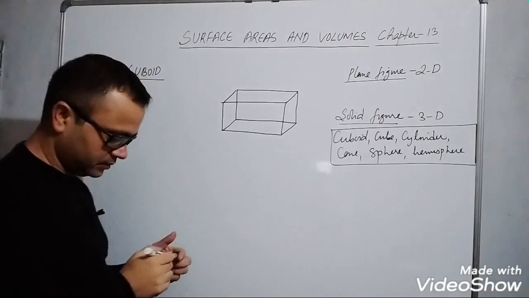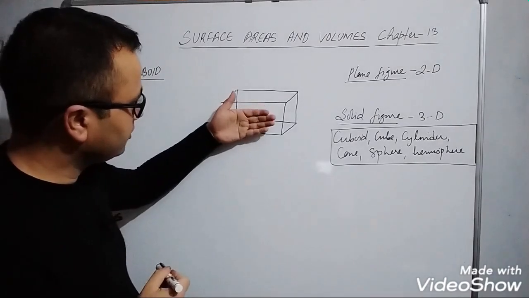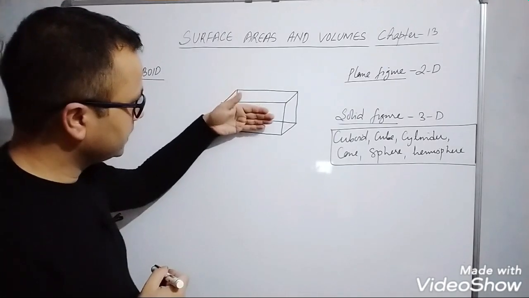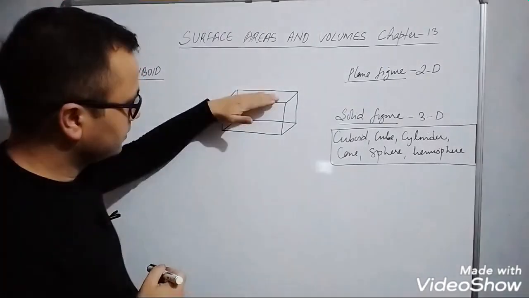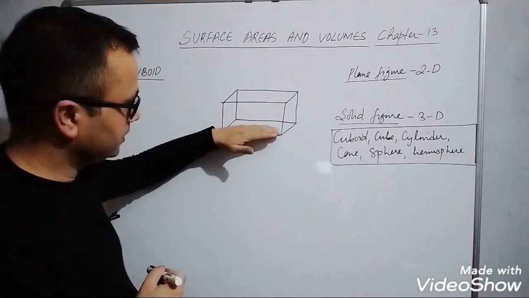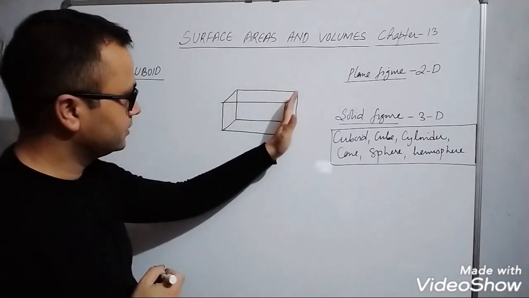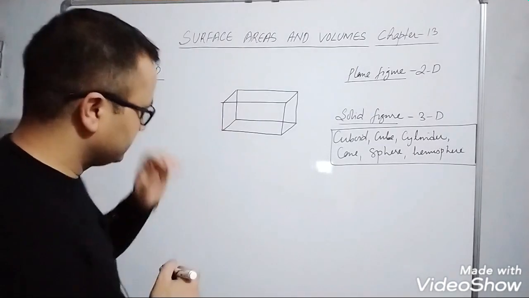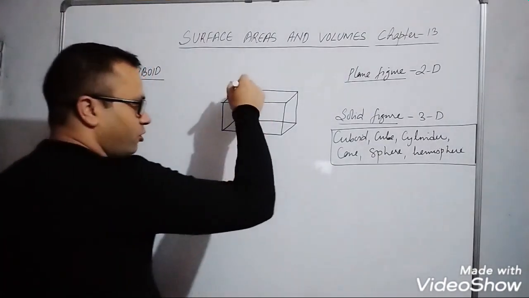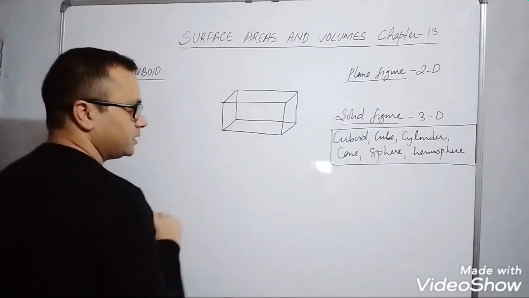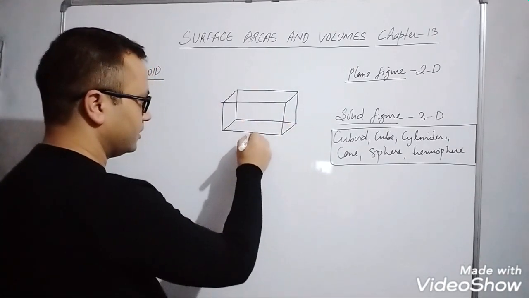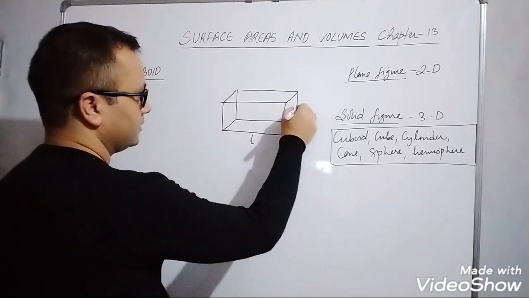This face is the front face. Now opposite to the front there is a back face. Front face and back face are equal. Top and bottom are equal, and sideways faces are equal. Why is it called a 3-dimensional solid figure? Because it has 3 dimensions. The dimensions are length, breadth and height.